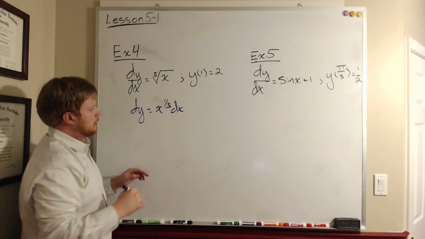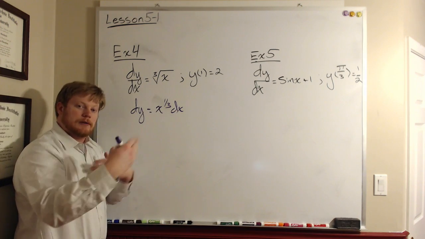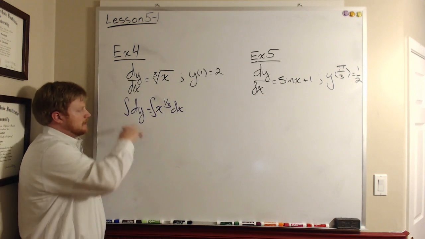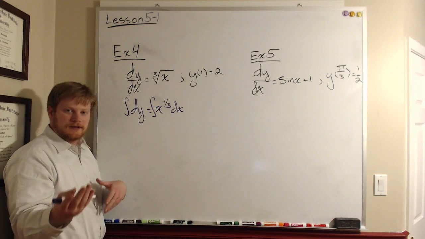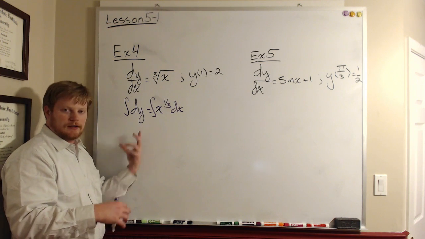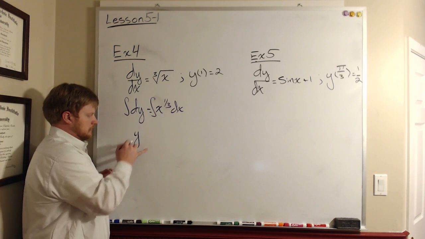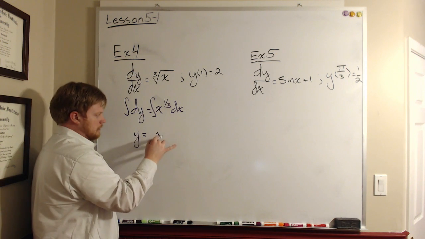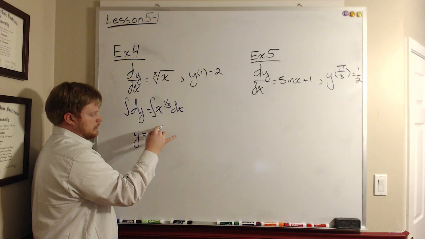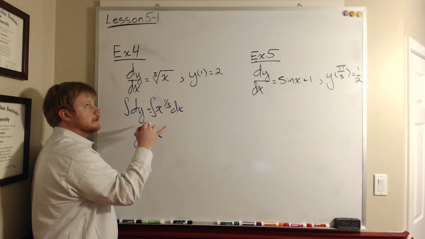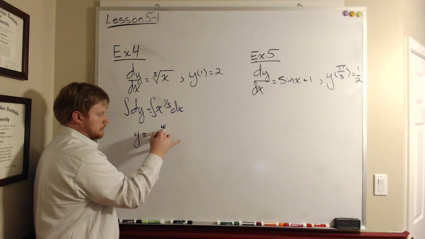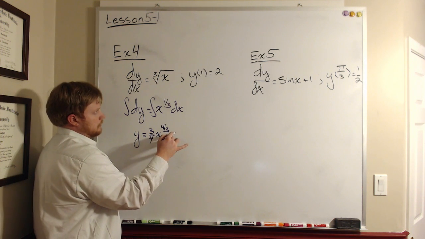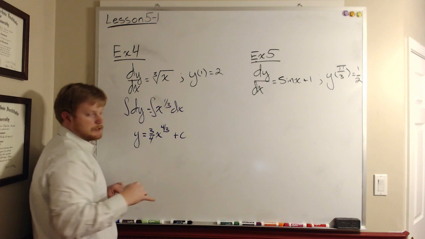Okay. Now, by integrating both sides of the equation, okay, the integral of 1 with respect to y is just y. Okay? And the integral of x to the 1/3 is x to the 4/3 times 3 over 4 plus c.